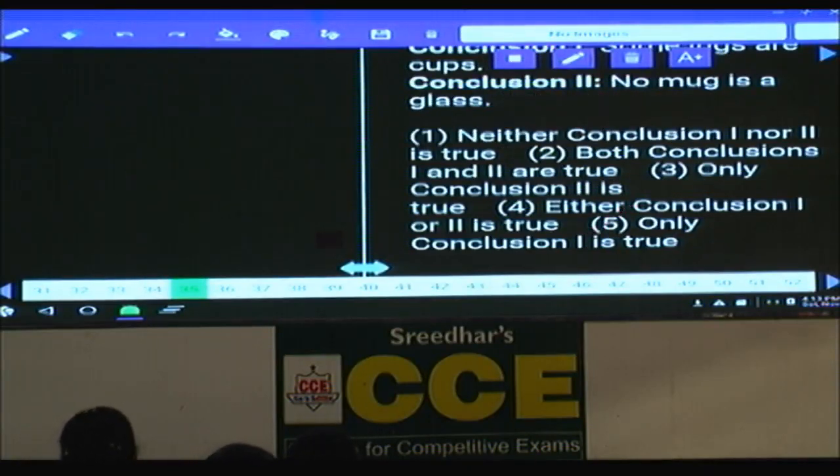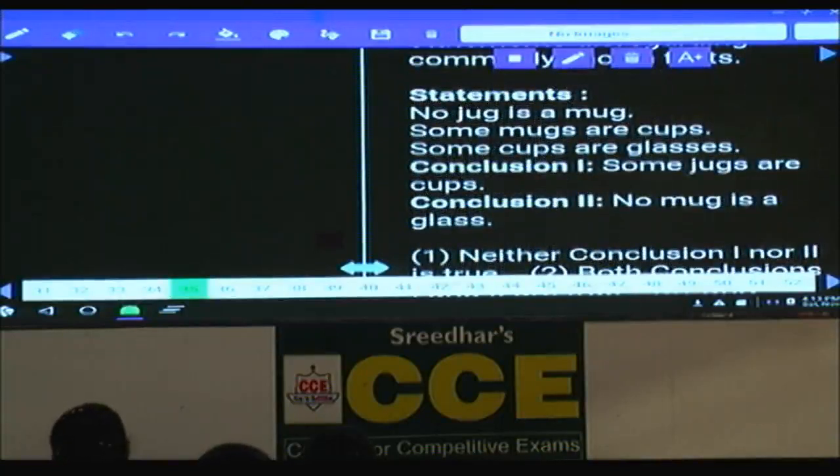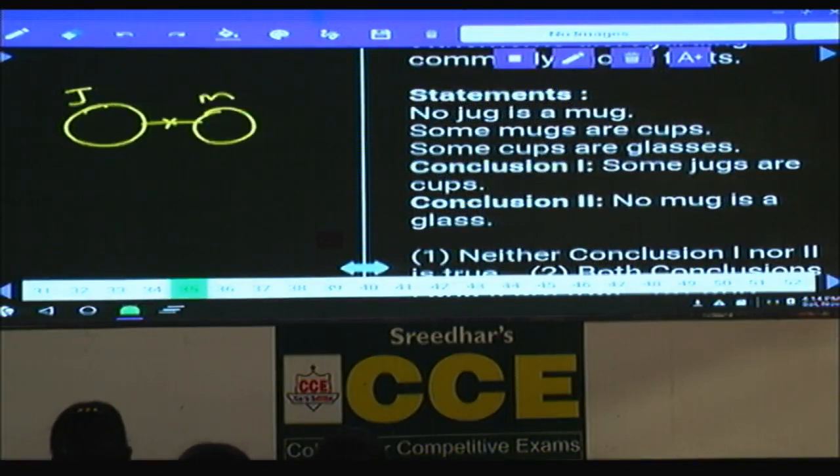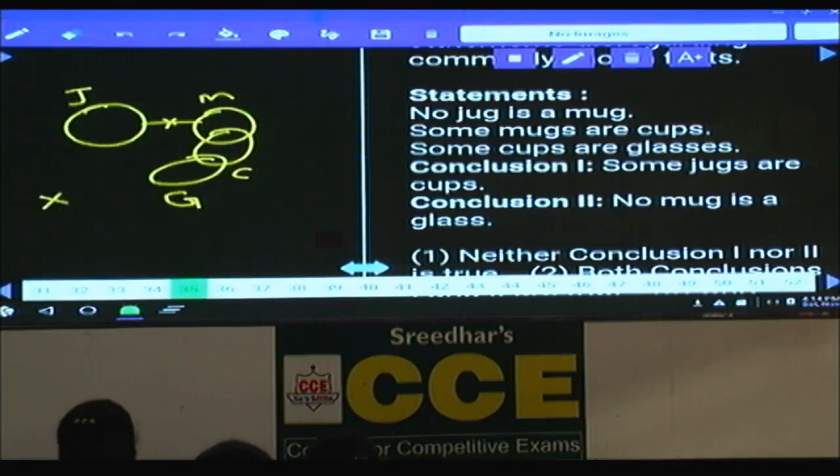Then coming to 35, no jug is a mug. No jug is a mug can be written like this, jug and mug. And at the same time, some of the mugs are cups and some of the cups are glasses. And the first one, some jugs are cups, jug and cup, no intersection between these two. And no mug is a glass is definitely true.